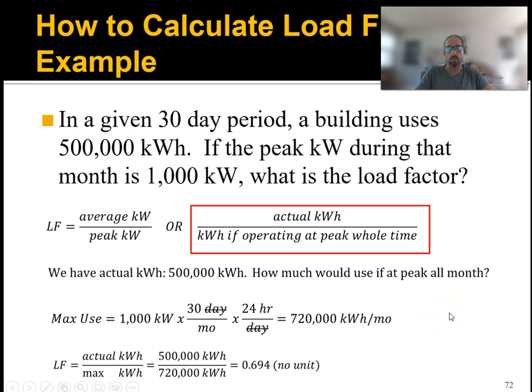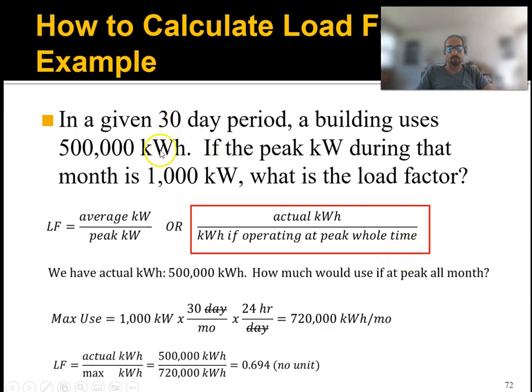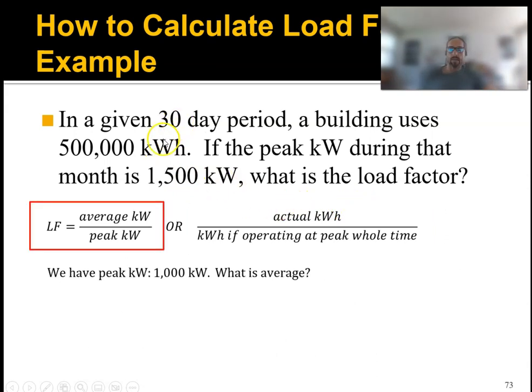Okay, so let's do another quick sample with a slightly different building. So remember, this first building was 30 days, 500,000 kilowatt hours with a peak demand of 1,000 kilowatts. So now we have the same exact energy use, same time period, but the peak is higher, 1,500 kilowatts. Right, so let's use our first method. All right, so we have our peak, 1,500 kilowatts.